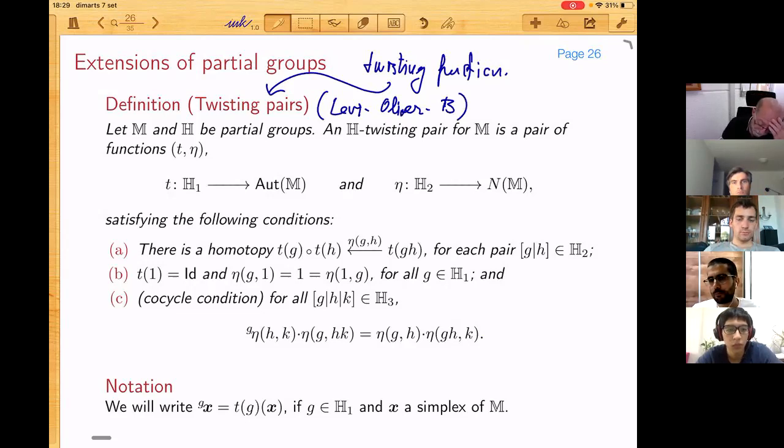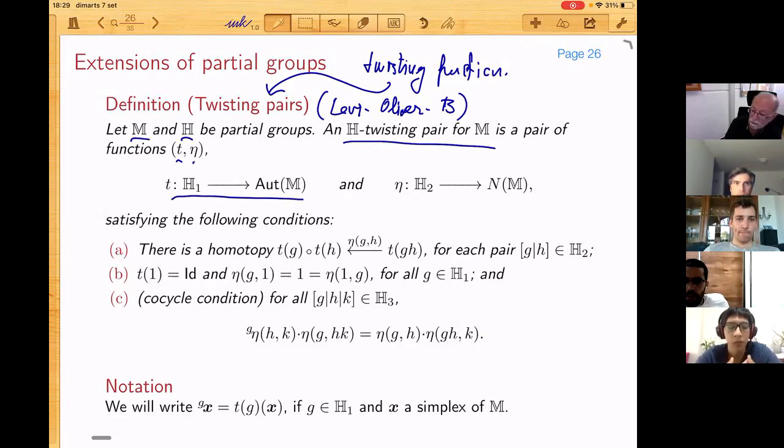So a twisting pair is defined like this. Let M and H be partial groups. So an H twisting pair for M is a pair of functions, T and eta. So T provides somehow an action, right? But I'm not claiming that this is going to be a homomorphism. It's just a map of sets, right? And we have some map from H2, the two simplices, to the normalizer of M, right?